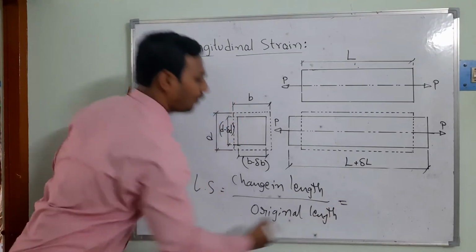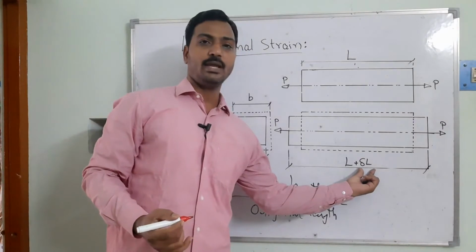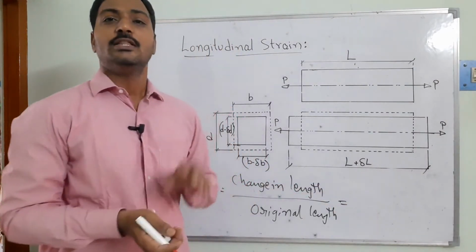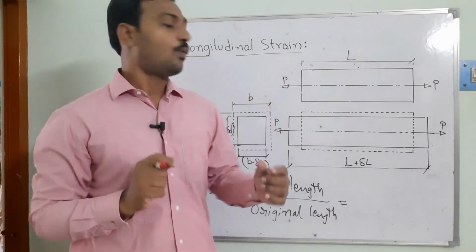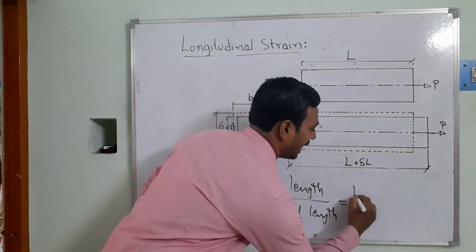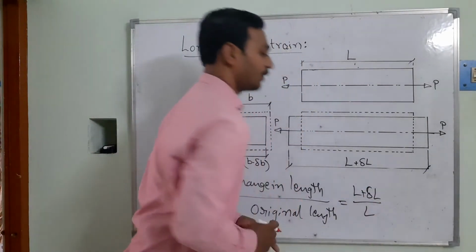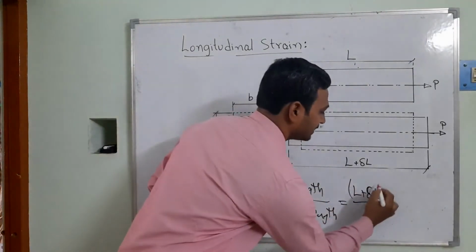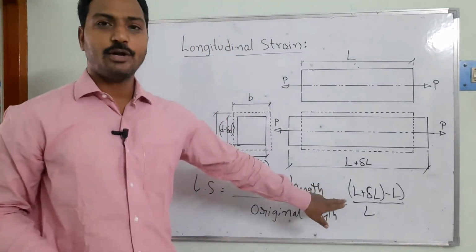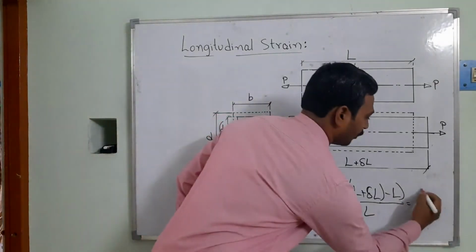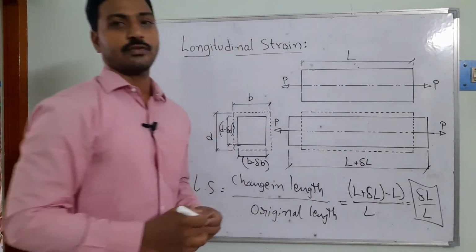So in this case, what is the change in length? That's going to be del L. The change in length we are getting is the final length minus the original length, divided by the original length. What is the change in length here? That's going to be L plus del L, divided by L we are going to be considering. That means L plus del L minus L. So once I develop this mathematical model, finally I am going to get del L by L. So this is going to be the longitudinal strain.